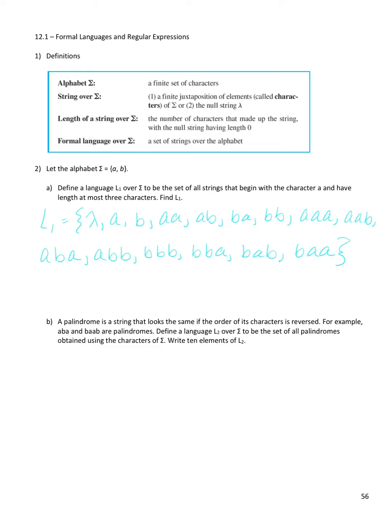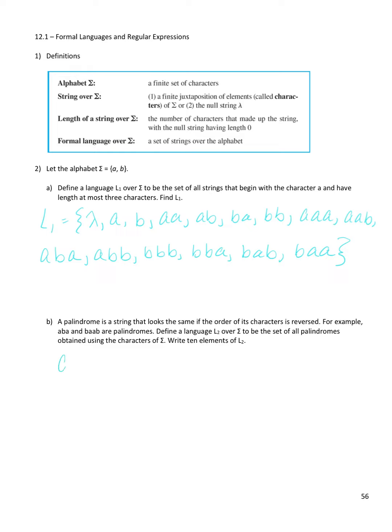A palindrome is a string that looks the same if the order of its characters is reversed. So for example, ABA or BAAB are palindromes. We want to define a language L2 over sigma. Remember, sigma is an alphabet with just the letters A and B in it. To be the set of all palindromes obtained using the characters of sigma. Write down 10 elements from L2. So we're just going to write down 10 palindromes. They didn't mention anything about length here, so they can be any length.